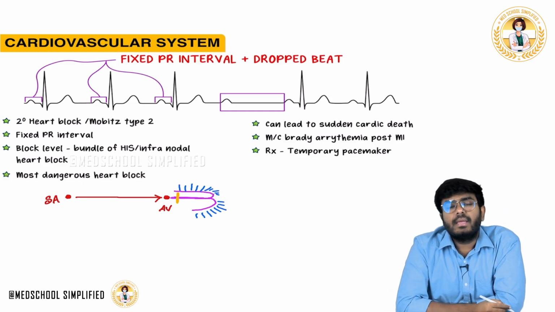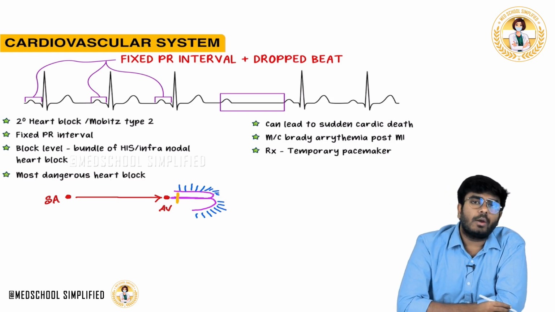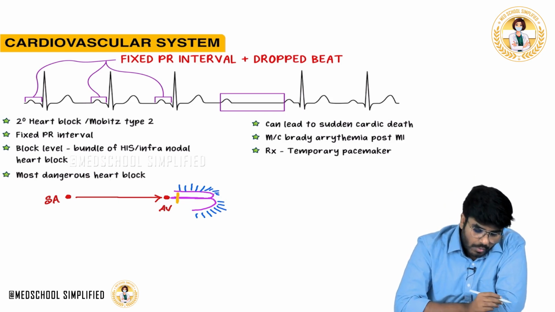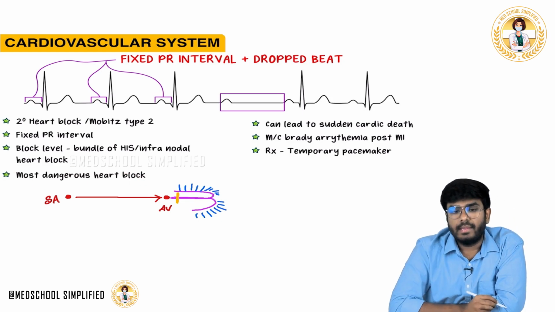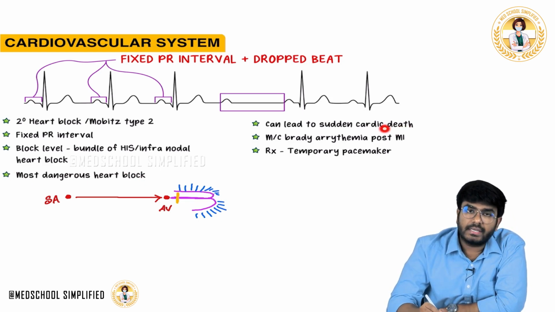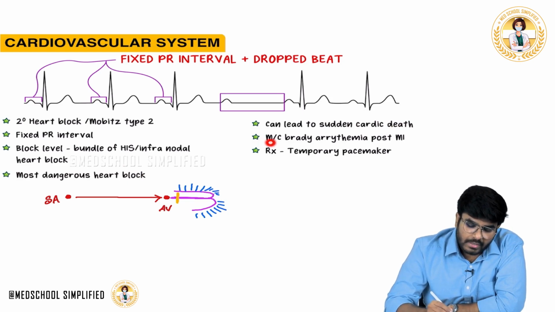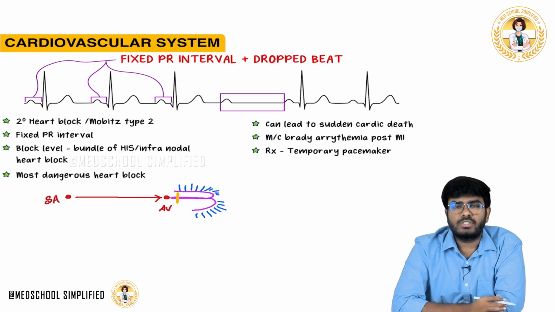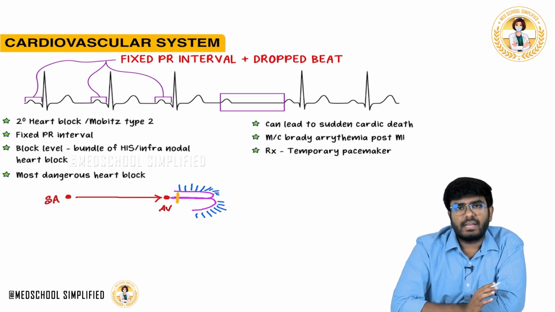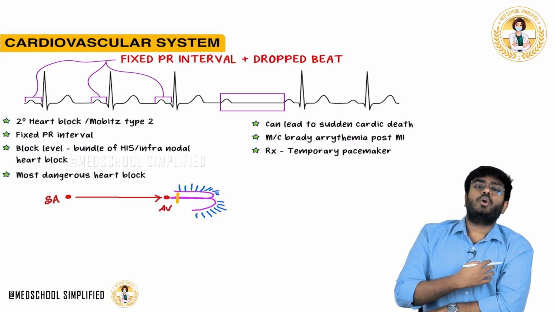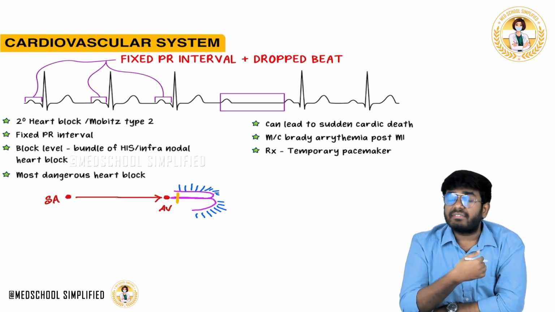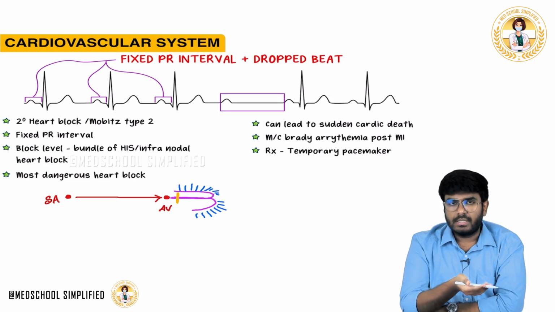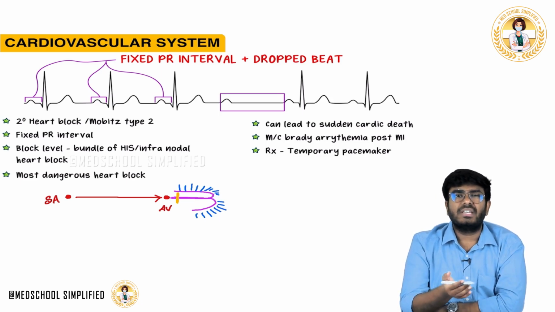Most students will think complete heart block, or third degree heart block, is the most dangerous heart block. No, Mobitz type 2 is the most dangerous heart block. It can lead to sudden cardiac death. And an important point is that it is the most common bradyarrhythmia post MI. Usually, after a myocardial infarction, the patient will have arrhythmias, especially tachyarrhythmias.